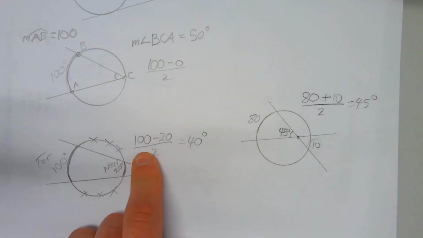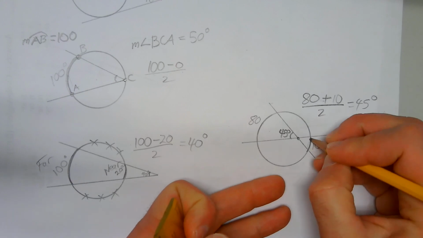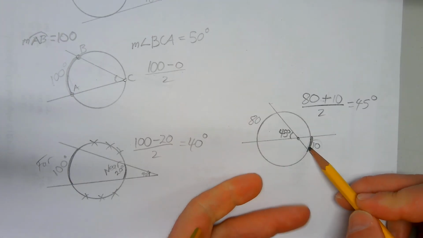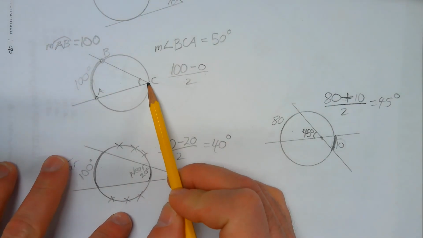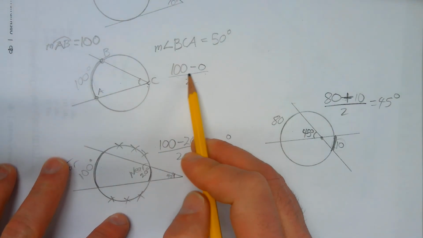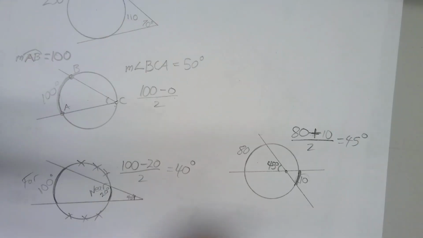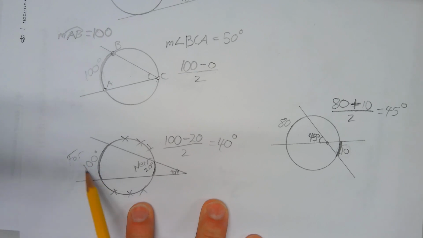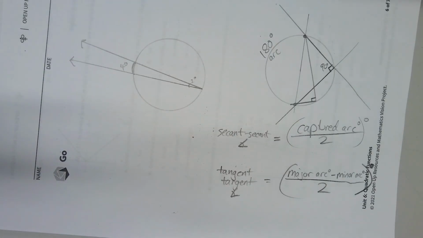So it's always subtract them and divide by 2, except if one of the arcs is behind the angle, it's like a negative, and you end up adding and dividing by 2. Sometimes one of the arcs is 0, and then you subtract 0 and divide by 2. So you always take the far and subtract the near and divide by 2, and that's your angle. Yay.